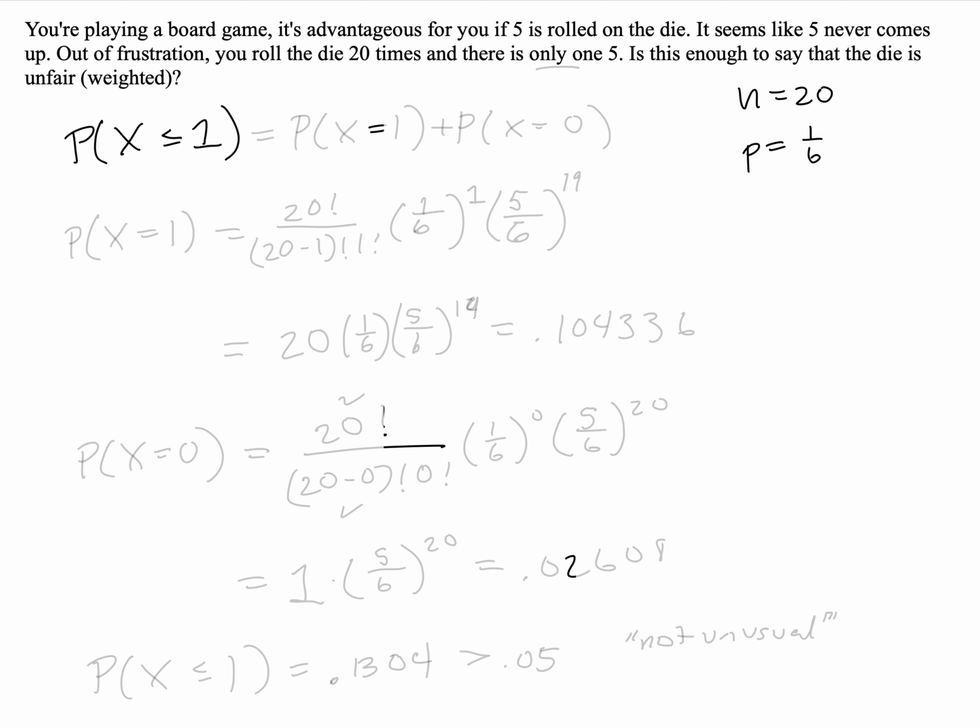So the probability that x is less than or equal to 1, the probability of a result this extreme or more extreme, is the probability that x equals 1 plus the probability that x equals 0. So we have to find each of those.